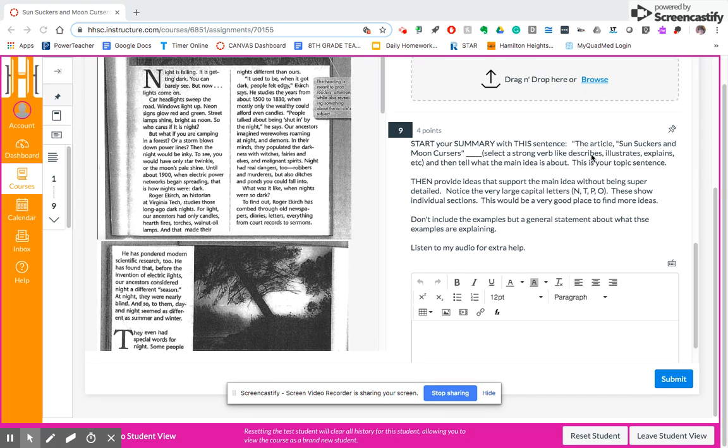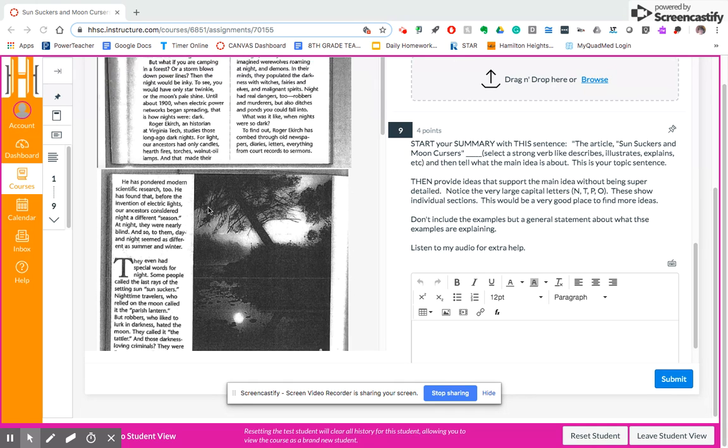Okay. You can use this sentence to start. It's a sentence starter. Feel free to use it. The article, Sunsuckers and Moon Cursors, there should be a comma right there. Select a strong verb like describes, illustrates, explains, and then tell what the main idea is about. That's your topic sentence. So if I was going to ask you, hey, in a couple of words, what's the whole article about? Figure that one out first, and then think of all the subheadings.